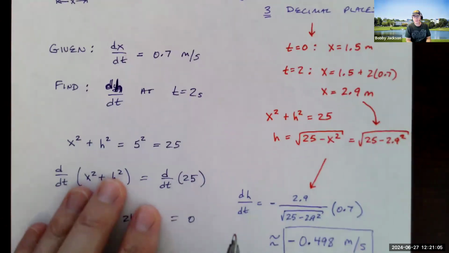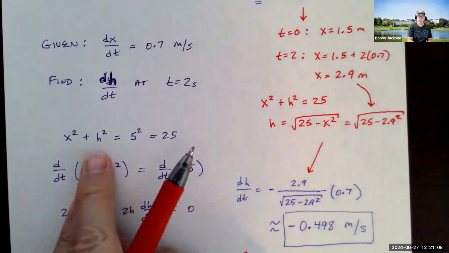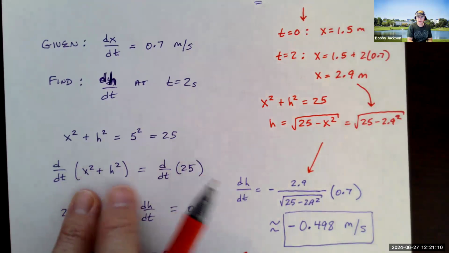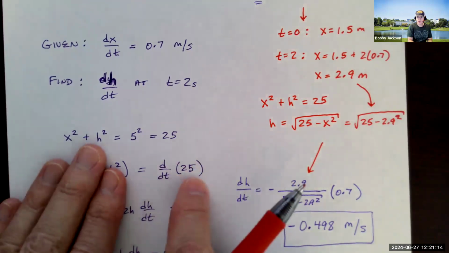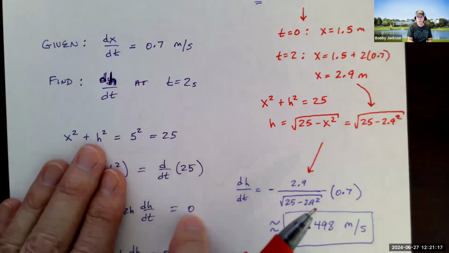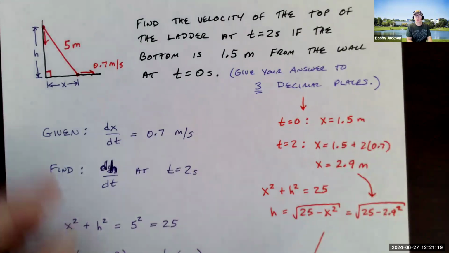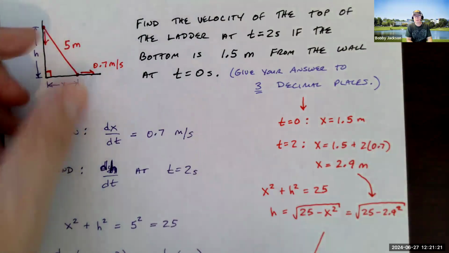In this case. All right, so now calculus: we take this equation, we take the derivative with respect to time of both sides. Now, on this side, let's just do that. That's easy. What's the derivative with respect to time of 25? 25 is a constant. It's 0, right? In other words, there's no rate of change. The length of the ladder is not changing.